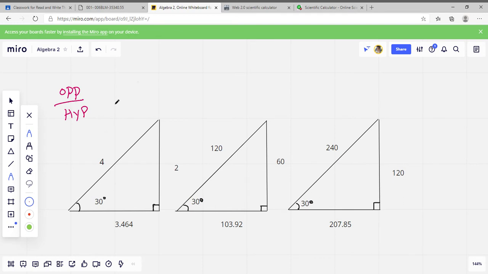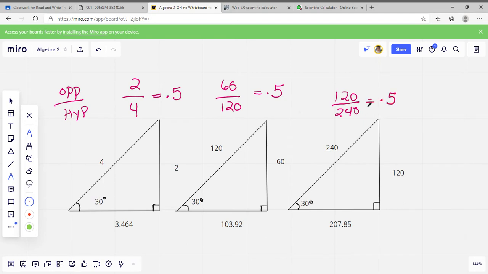So the opposite is 2, and the hypotenuse on this one is 4. For this one, the opposite is 60, and the hypotenuse is 120. And for this one, our opposite is 120 with a hypotenuse of 240. Now, if we calculate this out, 2 divided by 4, we're going to get 0.5. If we said 60 divided by 120, we would also get 0.5. And if we said 120 divided by 240, we're going to get 0.5.